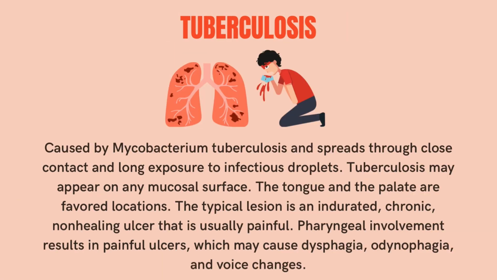Tuberculosis is caused by Mycobacterium tuberculosis and spreads through close contact and long exposure to infectious droplets. Tuberculosis may appear on any mucosal surface. The tongue and the palate are favored locations. The typical lesion is an indurated chronic non-healing ulcer that is usually painful. Pharyngeal involvement results in painful ulcers which may cause dysphagia, odynophagia, and voice changes.